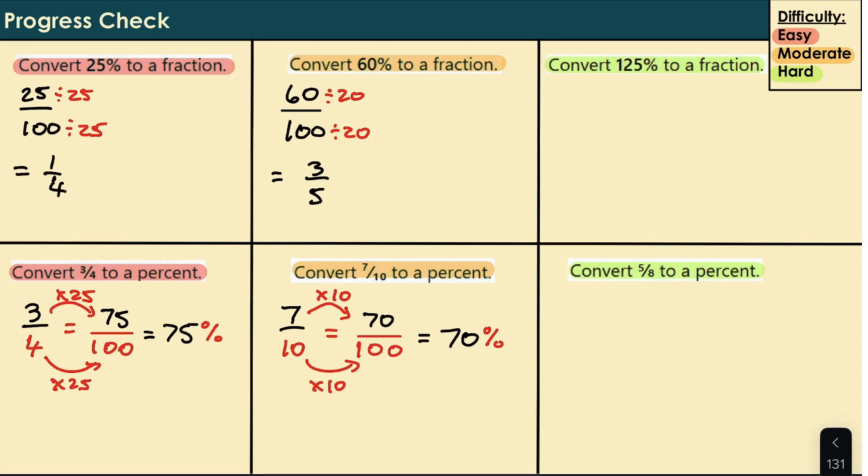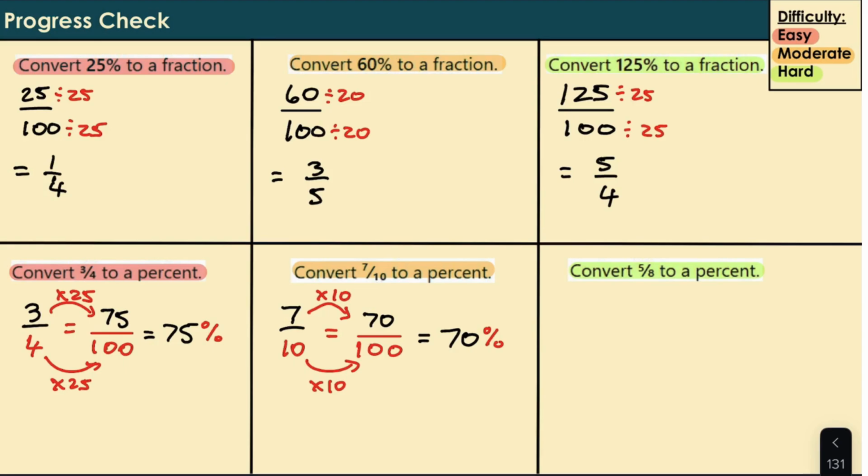Next, convert 125% to a fraction. Write it over 100. I look at both those values. Do they have a common factor? Yes. Both can be divided by 25. So on the top, I will get a 5. On the bottom, I'll get a 4. 5/4.